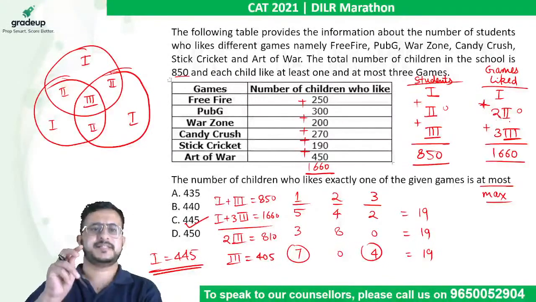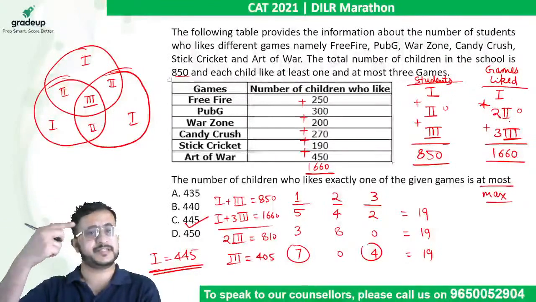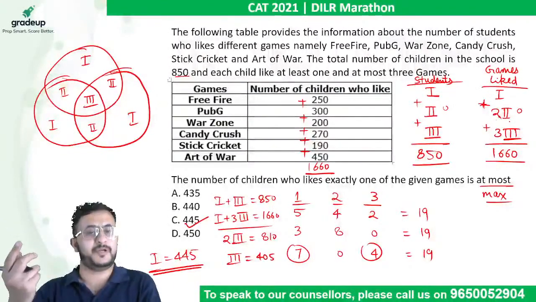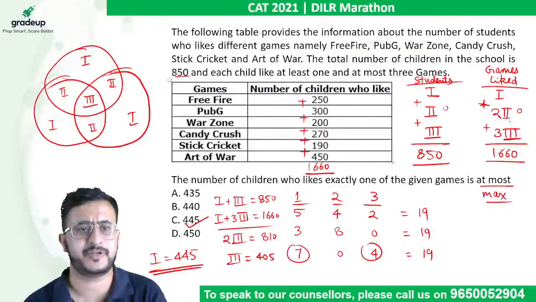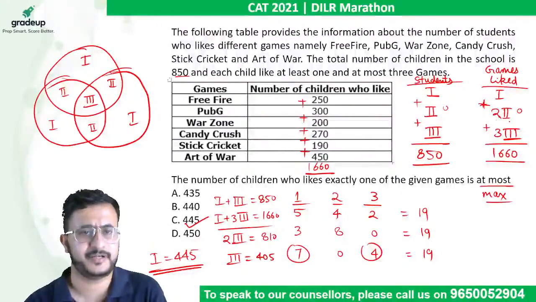So the reason is, if a person likes 3 games, the total number of games will rise more rapidly, right? So what we will do is we make more people like 3 games. If we maximize the number of people who like 3 games, then for a lesser number of people, the number of games liked would be more, right? So this will have the higher value. Okay, so your answer will come as 445.